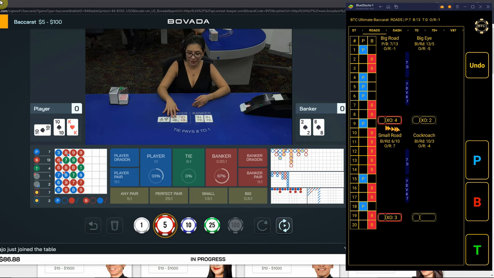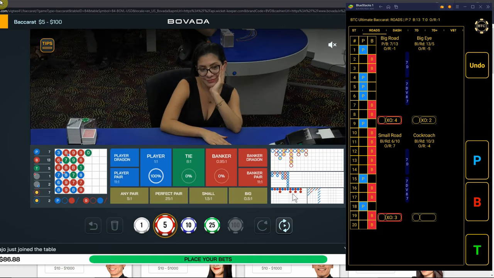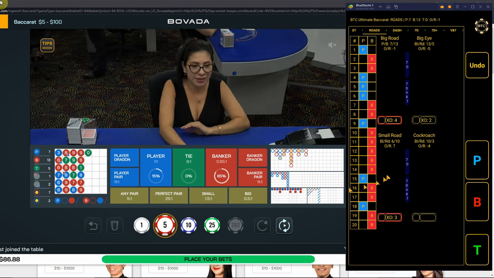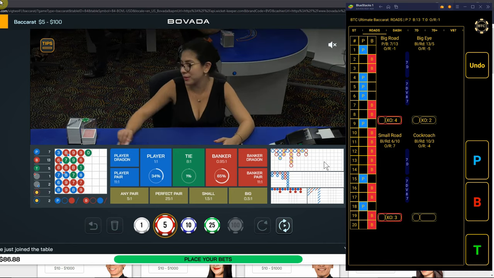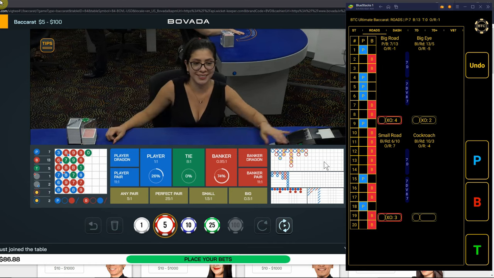And now we can see the XTB opposites are leading this shoe, and they're hot. At least on the big road and on the small road. So small road here, we can see the opposites have kind of taken over in the last part here. So what we're looking for is just to figure out how the multiples and the singles are falling in the shoe.